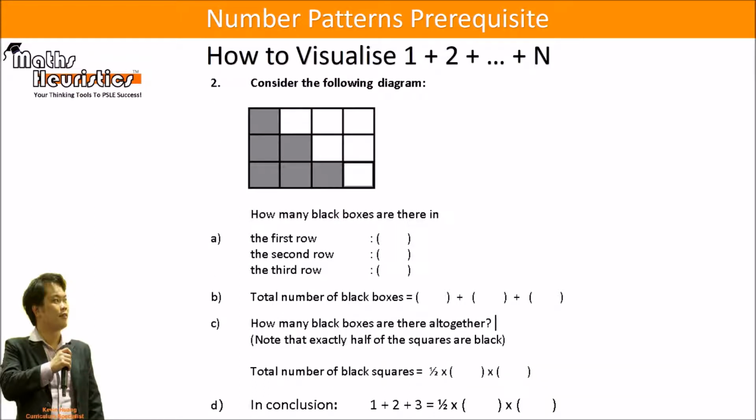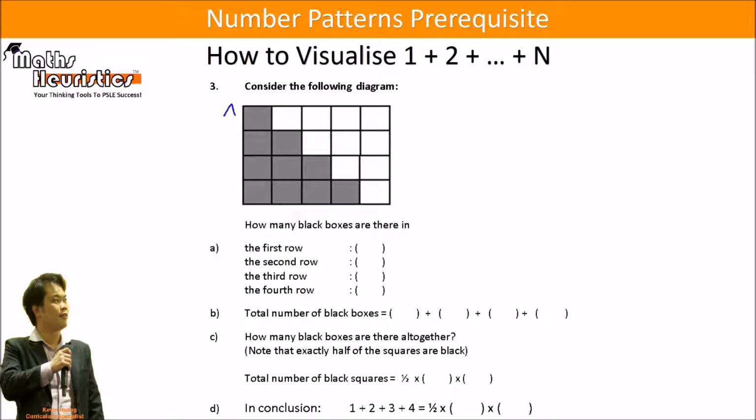Then let me take it one step further. This is now a 3 by 4 rectangle. And let's count the number of black boxes. So in the first row there's 1, second row there's 2, third row there's 3. Total number of black boxes will be 1 plus 2 plus 3. So how many black boxes are there altogether? Again, half of the rectangle is shaded, so we can say that half times 3 times 4. That's the total number of black squares. So in conclusion, 1 plus 2 plus 3 is equal to half times 3 times 4.